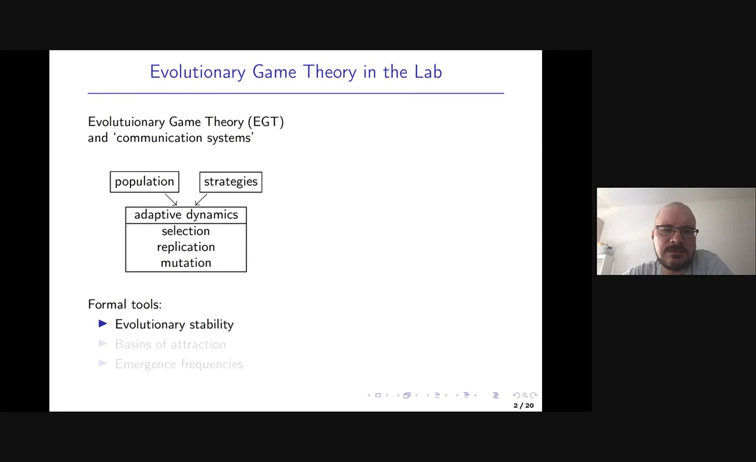For example, to detect evolutionary stability. So there are really mathematical definitions for this. It's quite nice. So you can really say, okay, this kind of strategy is evolutionarily stable according to the mathematical definition under specific adaptive dynamics. You can calculate something like basins of attraction, meaning the amount of different mixed population states from where the adaptive dynamics drives the system to a specific strategy. Or you can calculate so-called emergence frequencies, which give you an impression of what kind of communication strategies are more successful than others, or more probably emerge starting from a random population state.